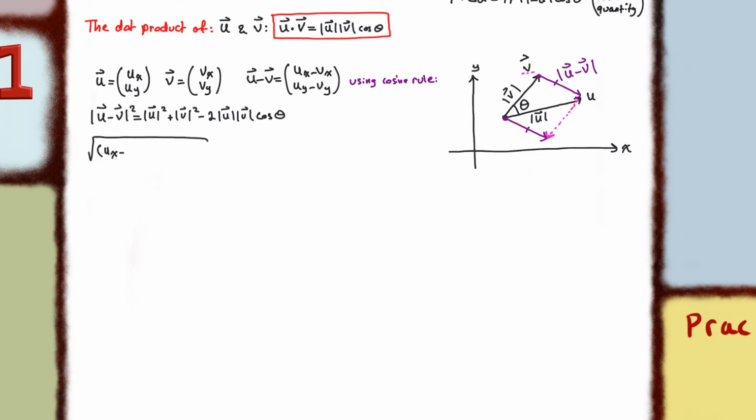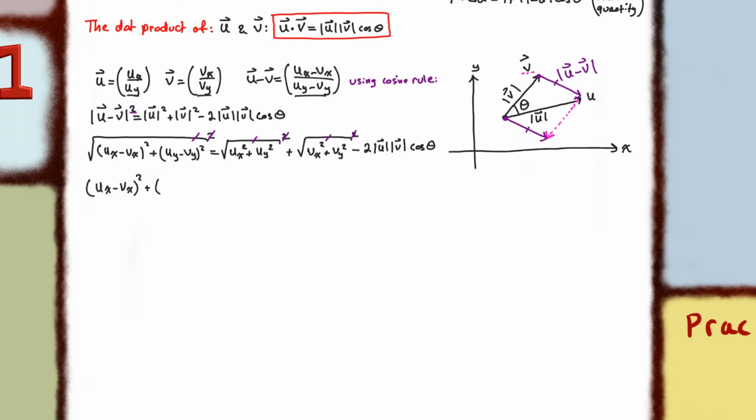We're going to use the idea that the magnitude of a vector is the square root of its x component squared plus y component squared, and we're going to plug that in for u minus v, for vector u, and for vector v, and write the equation in this new format. Now we need to simplify this, so we know that when a root is squared, it cancels that operation. So we end up getting (ux minus vx) squared plus (uy minus vy) squared is equal to ux squared plus uy squared plus vx squared plus vy squared minus 2 u v cos theta.